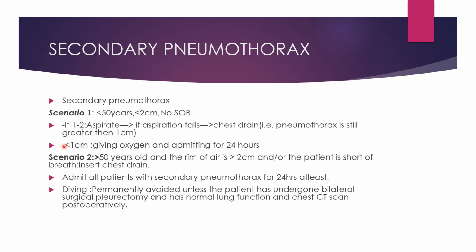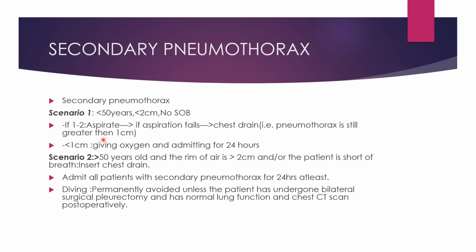So as the pneumothorax is very small, give oxygen and admit for 24 hours, because the patient is having secondary pneumothorax. Remember that all patients with secondary pneumothorax should be admitted for 24 hours at least. So admit and give oxygen, even if it is less than 1 centimeter, which is very small. But the patient has secondary pneumothorax, so he's at risk of further pneumothorax. So it's better you admit the patient and give oxygen. And then for 1 to 2 centimeters, consider aspiration.